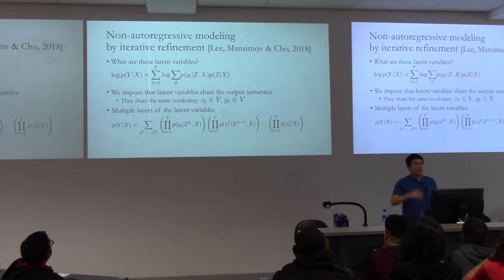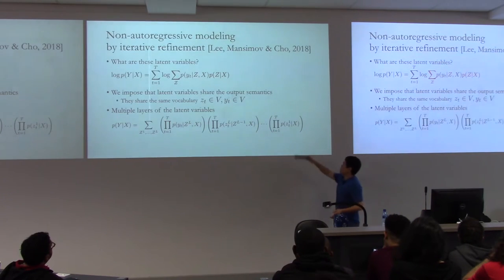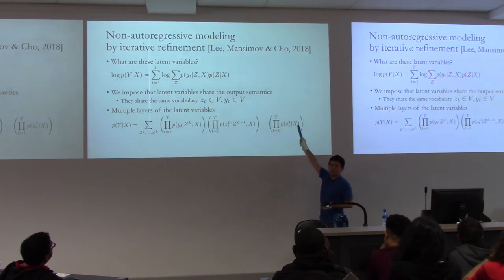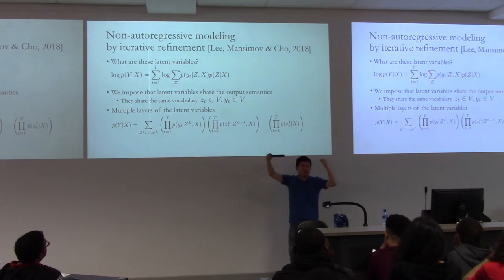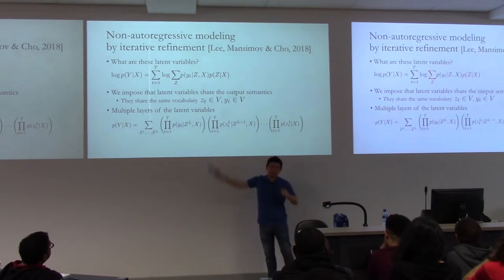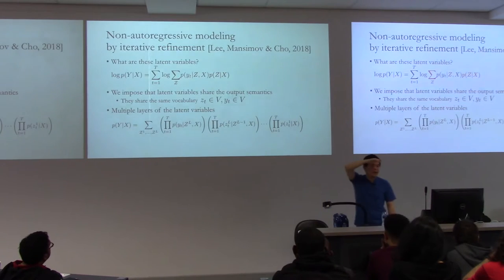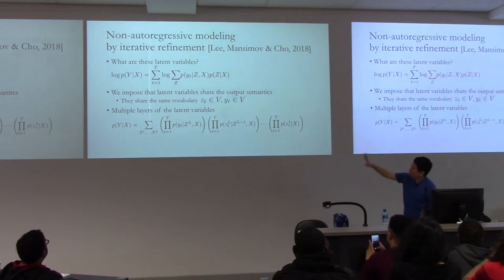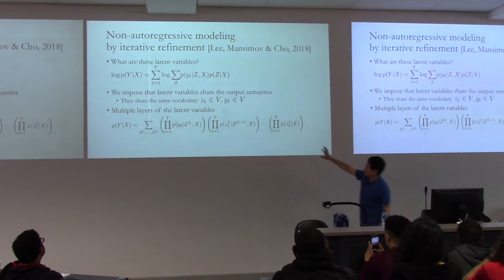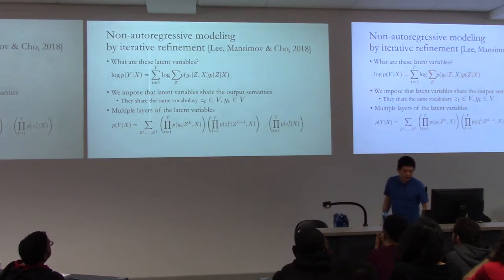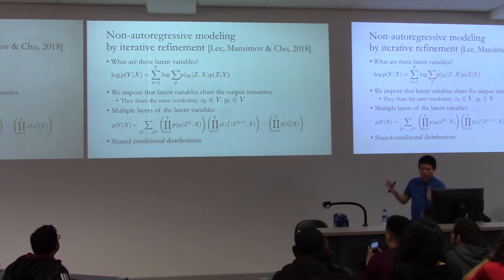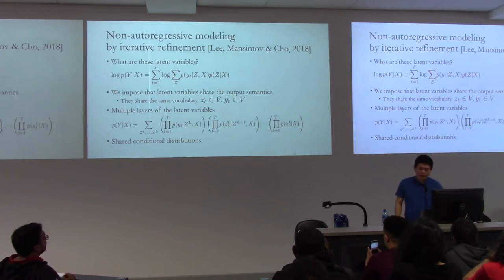And then we say that there will be multiple layers of the latent variables. So how we model it is we go from the source, we get the posterior distribution over the first latent variables, and then given those, we get the distribution over the next latent variable, and go on and on until the end where we decode out the actual translation. And we share all these distributions, which look exactly the same, across all these layers. Then we get a very nice generative story that is based on iterative refinement.